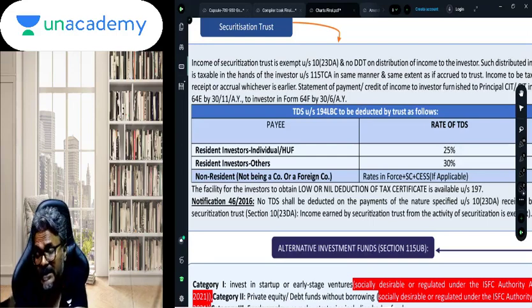The rate of TDS is very high over here, and the rate of TDS, students, you can see it is 25% if the unit holder is a resident individual or HUF, and 30% in all the remaining cases. So that is how the rate of TDS has been determined in this particular context, students. Now, apart from this, if it is a non-resident, then it would be the effective rate, whatever is the applicable rate, that is how it would be considered.